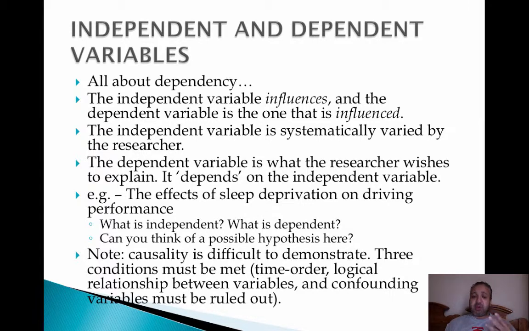Specifically, there are three conditions that must be met in order to say this causes this: time order, a logical relationship between variables, and you have to rule out confounding variables. So let me take those in turn. First of all, time order. You have to demonstrate that the cause precedes the effect. You have to be able to show that whatever you're saying is causing the effect came first.